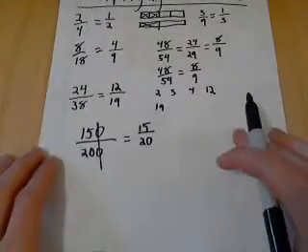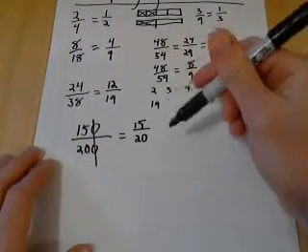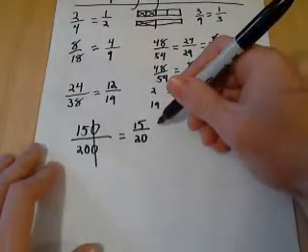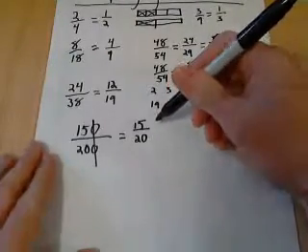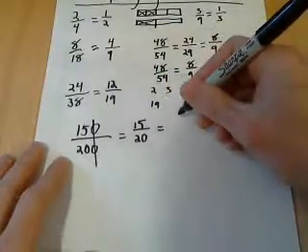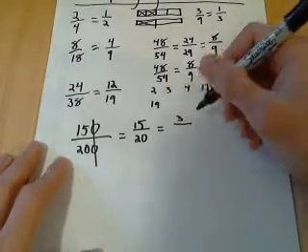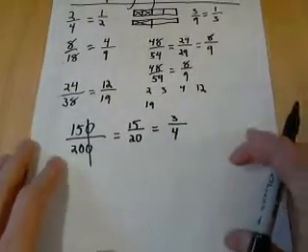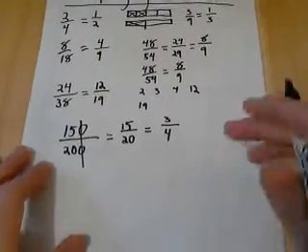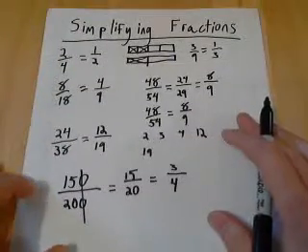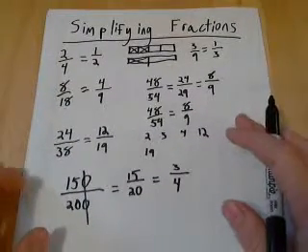So now we will just finish reducing this fraction. 15 over 20 looks like they're both going to be divisible by 5 because they both end in either a 5 or a 0. So 15 divided by 5 is equal to 3, and 20 divided by 5 is equal to 4. So 150 over 200 in reduced form is equal to 3/4. So that's how you would do your simplification of fractions.